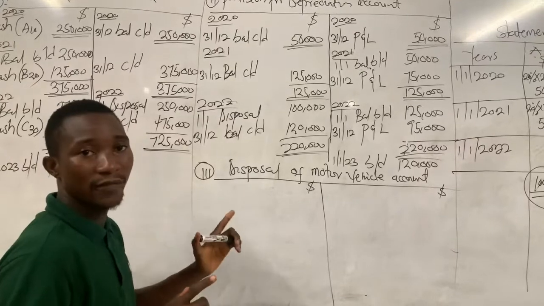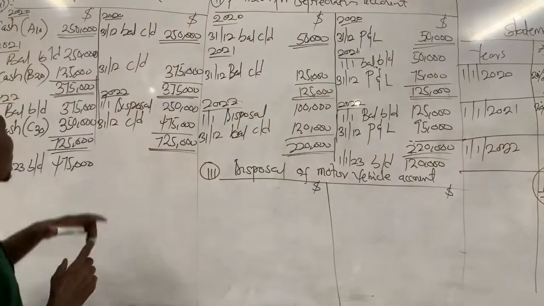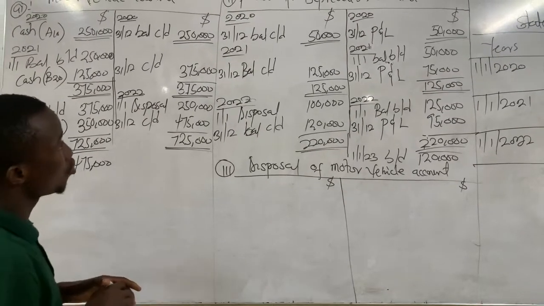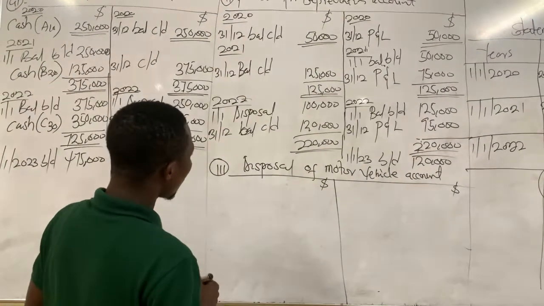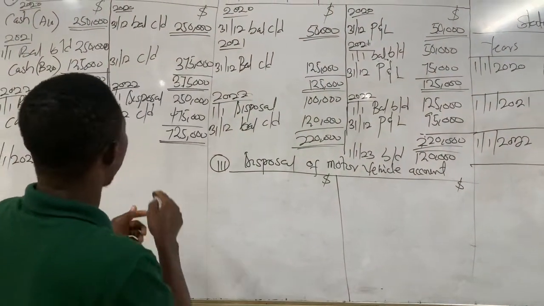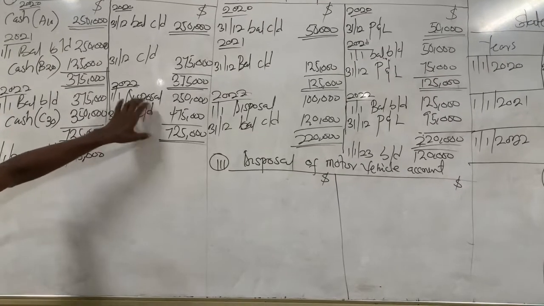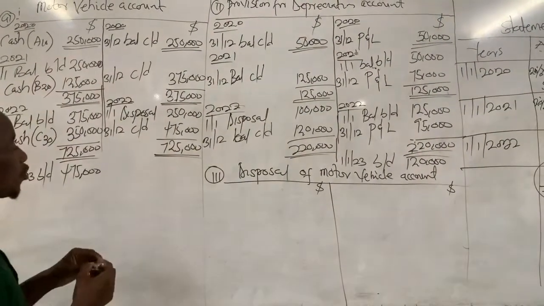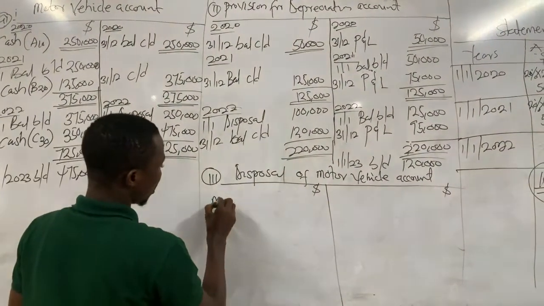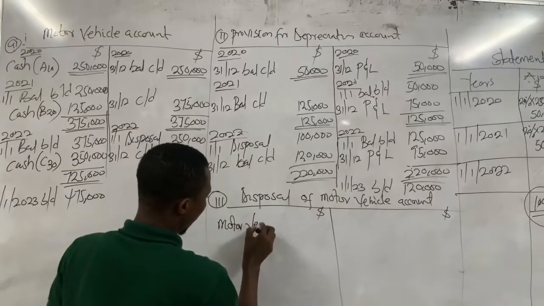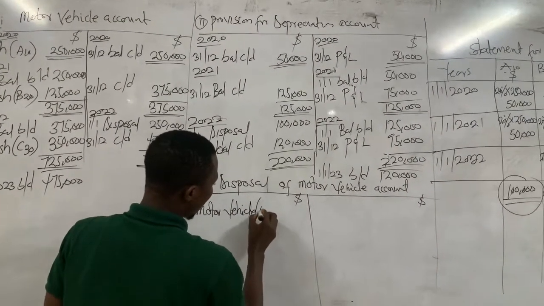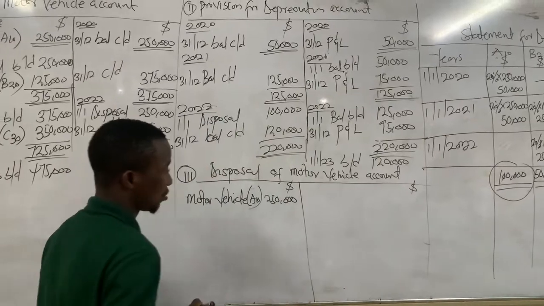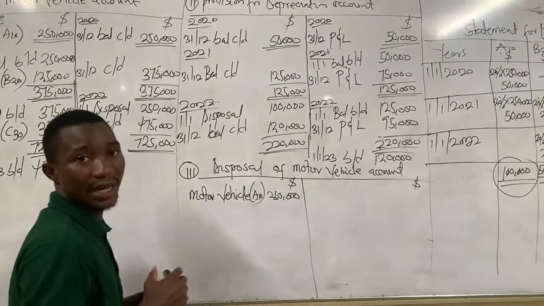And mind you, we disposed of motor vehicle A10 and the cost is 250,000. Is that okay? So we are going to debit it. It is found at the credit side of motor vehicle accounts. So the corresponding entry is to debit the disposal account in the name of motor vehicle. So we have motor vehicle. Mind you, that is A10. And the cost is 250,000.